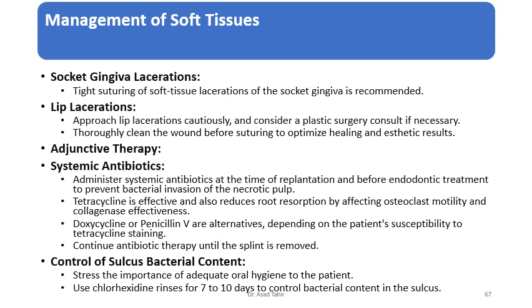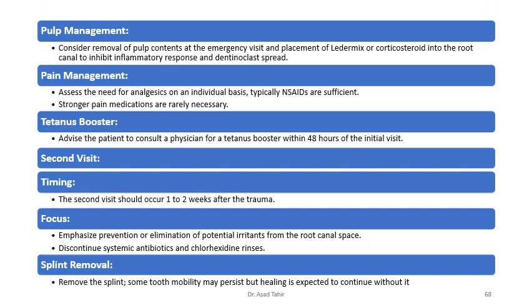Control of sulcus bacterial content. Stress the importance of adequate oral hygiene to the patient. Use chlorhexidine rinses for 7 to 10 days to control bacterial content in the sulcus. Pulp management. Consider removal of pulp contents at the emergency visit and placement of Ledermix or corticosteroid into the root canal to inhibit inflammatory response and dentinoclast spread.